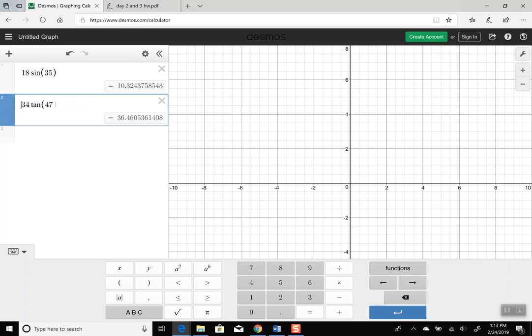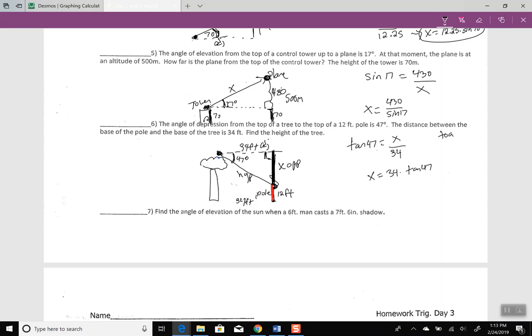It is 36.461. So that is just this distance right here, this x part. So I need to add 12 to that answer. So I end up with 48.461. And that would be the height of the tree.